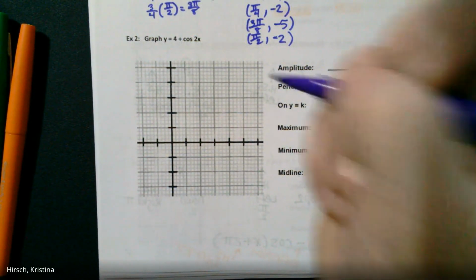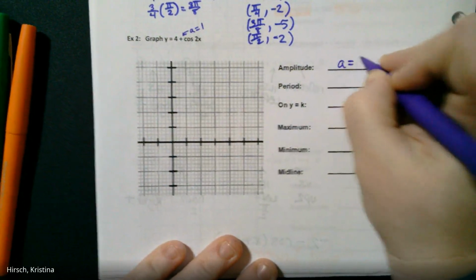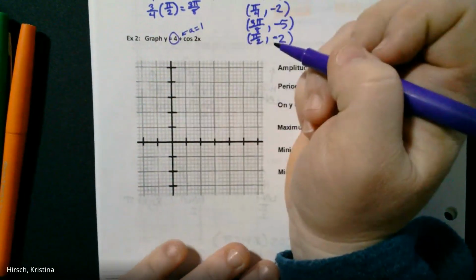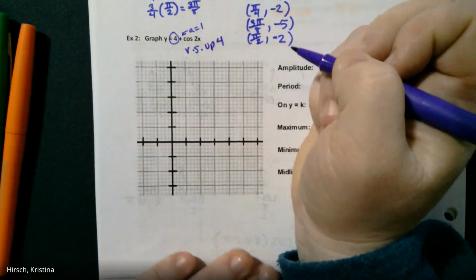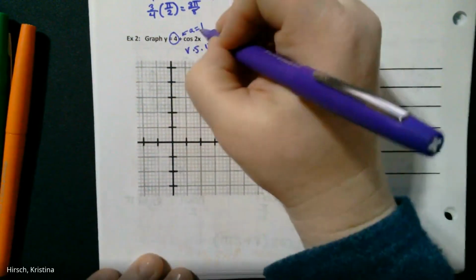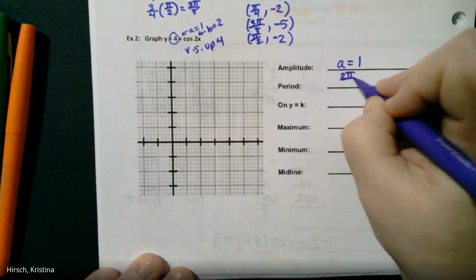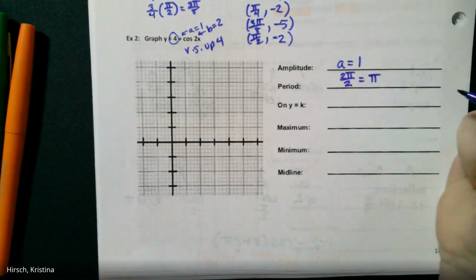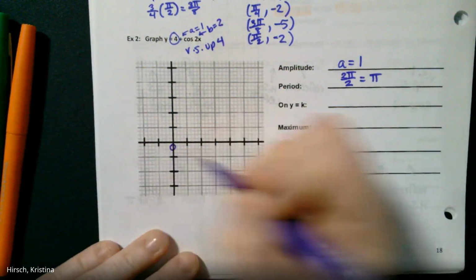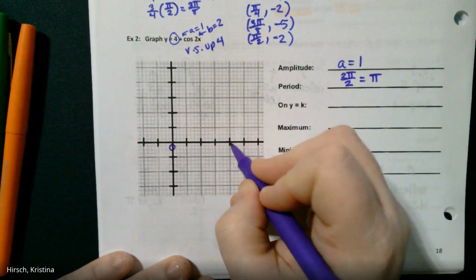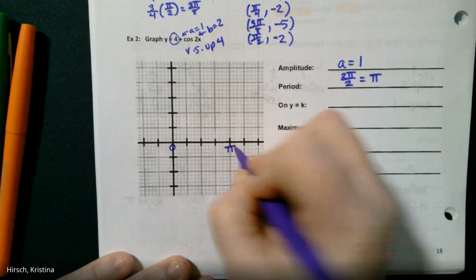All right, so the amplitude is 1. This 4 right here, what does that tell us? It tells us our vertical shift is up 4, okay? And then my B value is 2. So 2 pi over 2 is pi. All right, so let's go ahead and set up our graph. So we always know 0 is here, and then 1, 2, 3, 4 increments over is going to be your period. So that is pi.